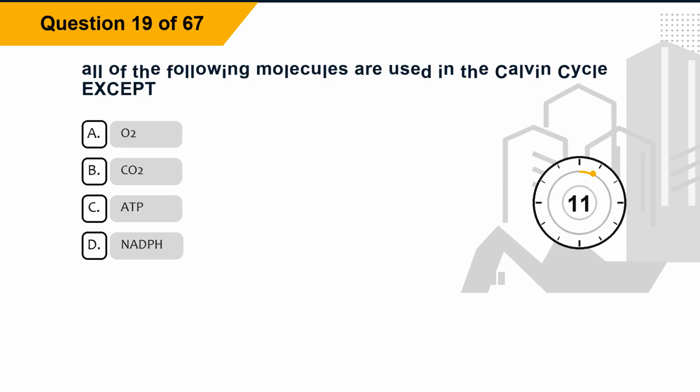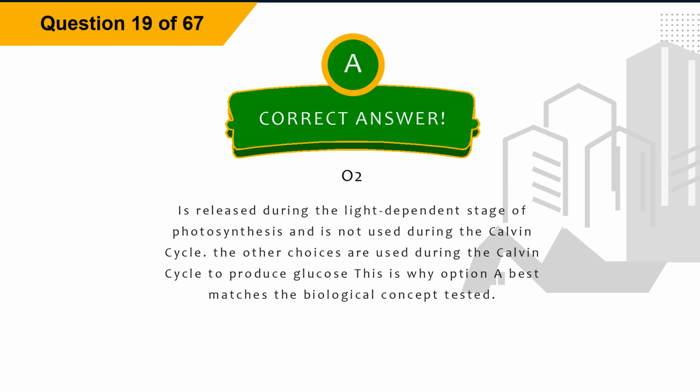Question 19. All of the following molecules are used in the Calvin cycle except: option A, oxygen. Option B, CO2. Option C, ATP. Option D, NADP. The correct answer is option A, oxygen. Explanation: oxygen is released during the light-dependent stage of photosynthesis and is not used during the Calvin cycle. The other choices are used during the Calvin cycle to produce glucose. This is why option A best matches the biological concept tested.